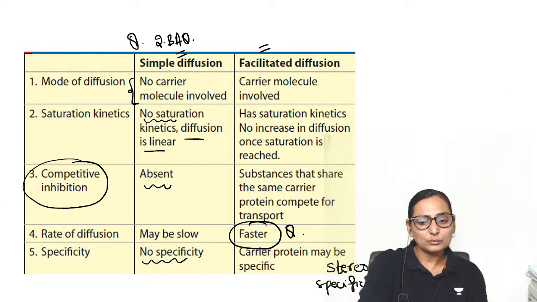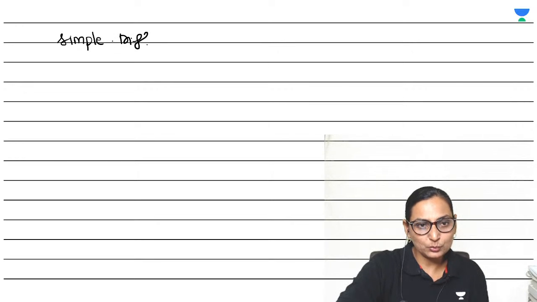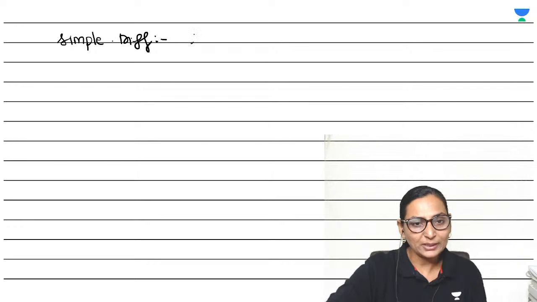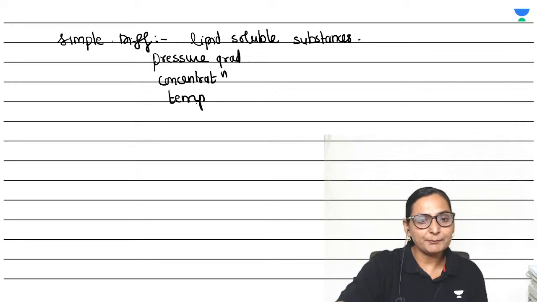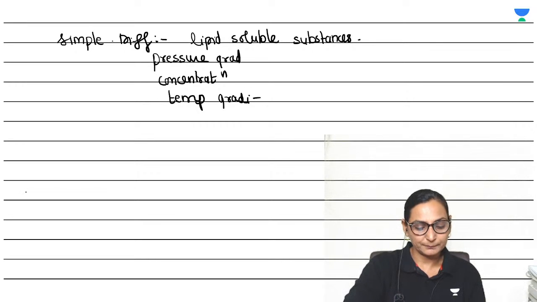Now let us see certain examples of simple diffusion. So remember that simple diffusion is going to be shown only by lipid soluble substances. Now, simple diffusion can be increased either by a pressure gradient or by a concentration gradient or by temperature gradient. Right? You can increase the simple diffusion.